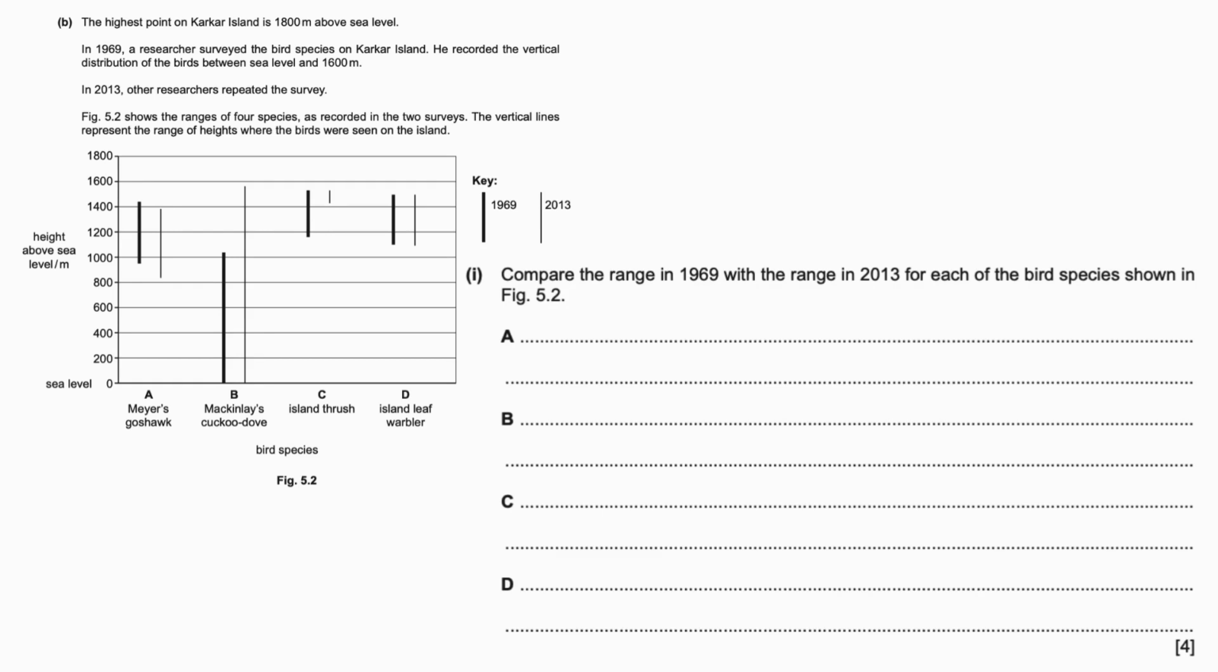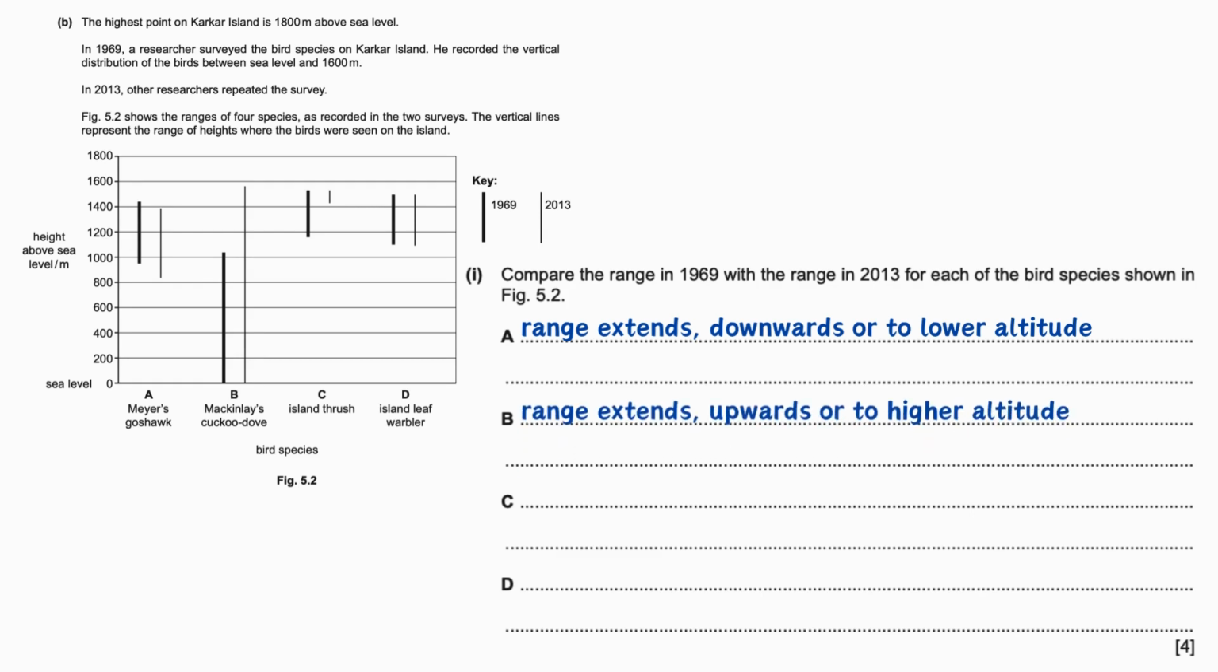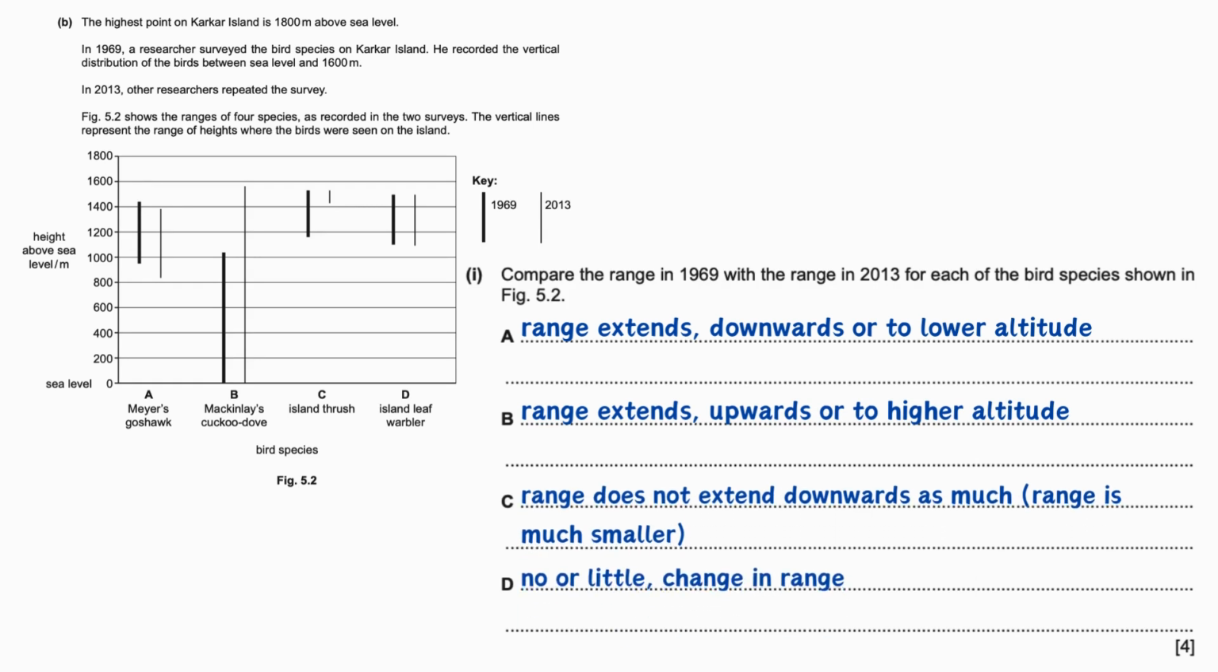Okay, compare the range in 1969 with the range in 2013 for each of the bird species shown in Figure 5.2. A. Meyer's goshawk, range extends downwards or to lower altitude. B. McKinley's cuckoo dove, range extends upwards or to higher altitude. C. Island thrush, range does not extend downwards as much. D. Island leaf warbler, no or little change in range.